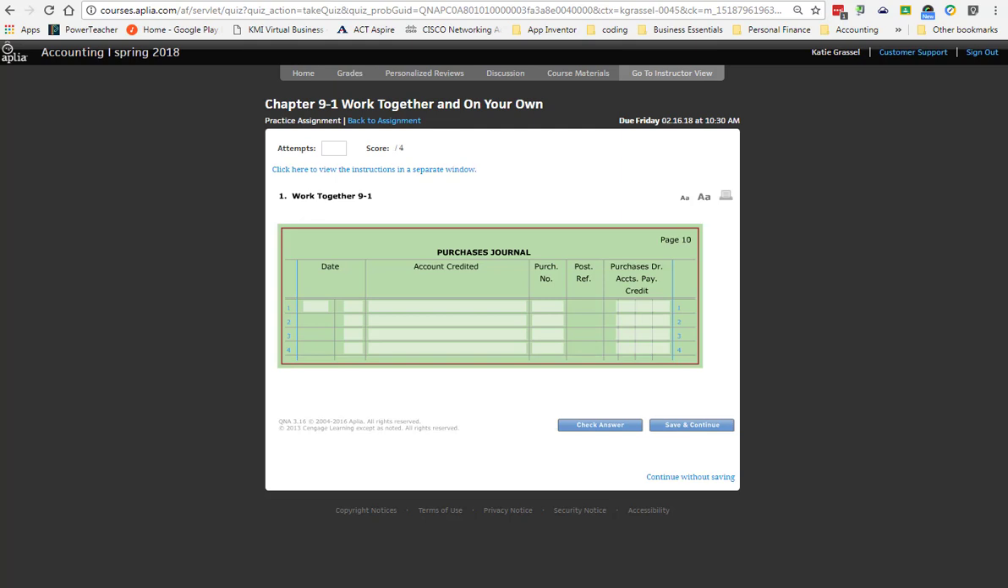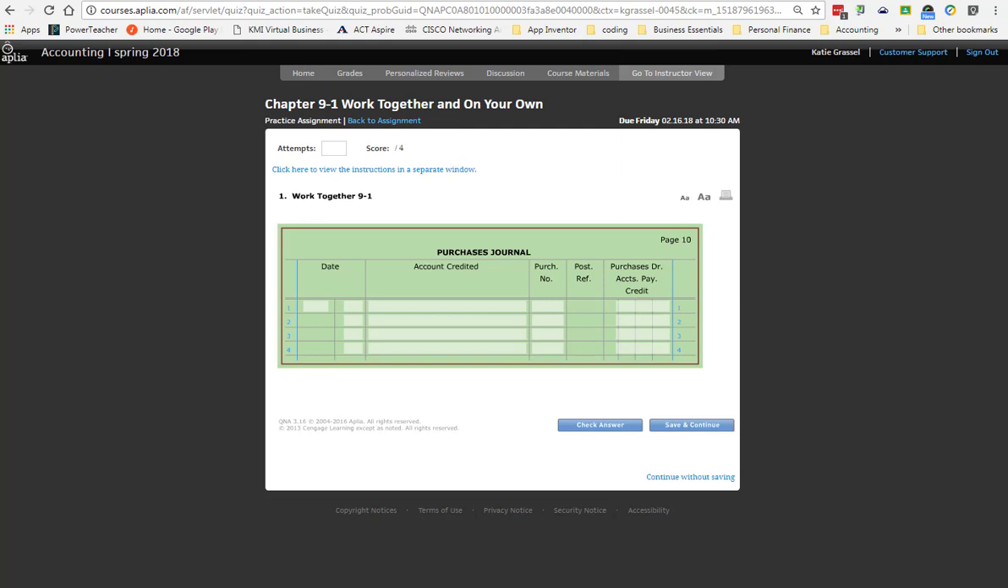Okay. Now here I have what has typically been called our source document column, but it doesn't say source document, it says purchases number, because the only source document that is going to go in here is going to be a purchase invoice. Then I have this trusty, tried, true column called post reference, when we go through and take information from our journal and put it into our ledger.